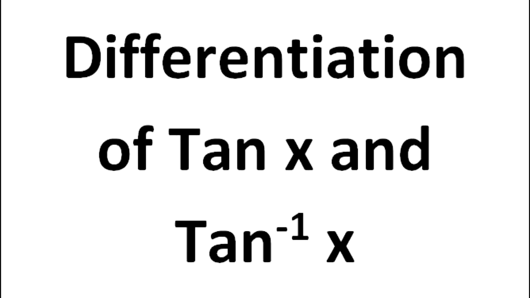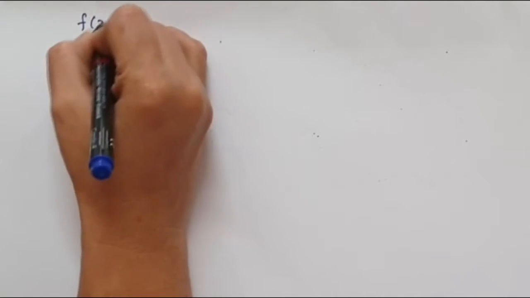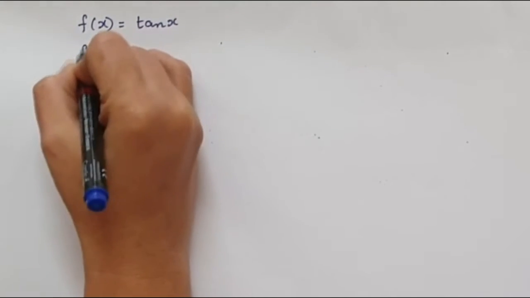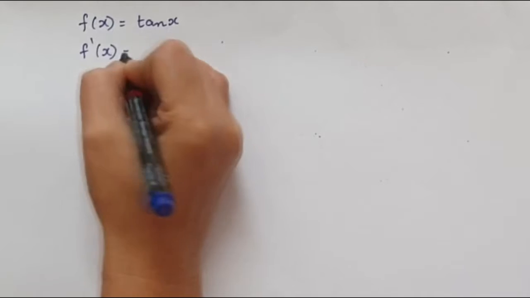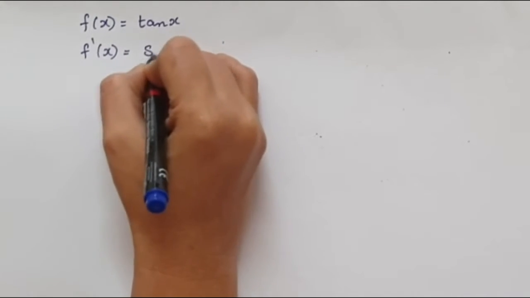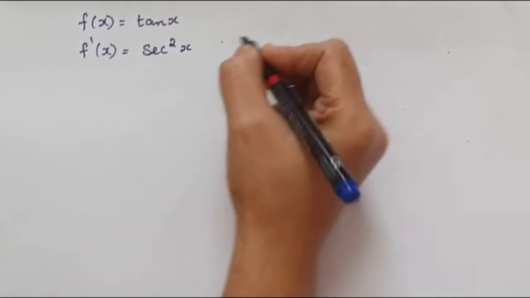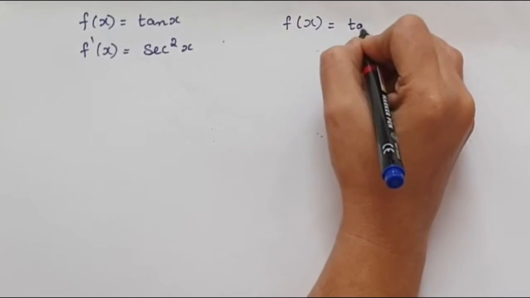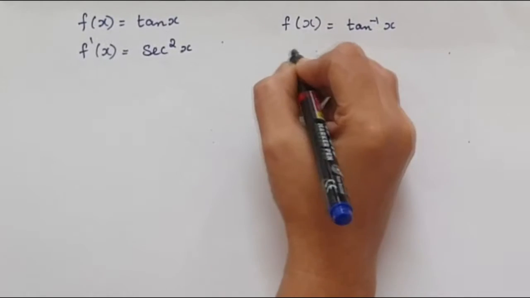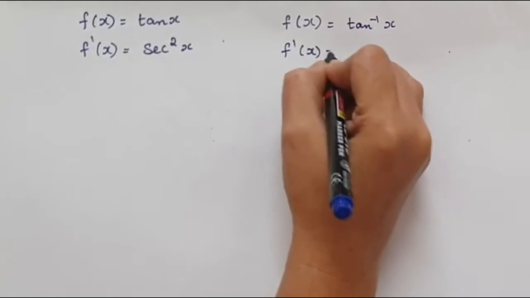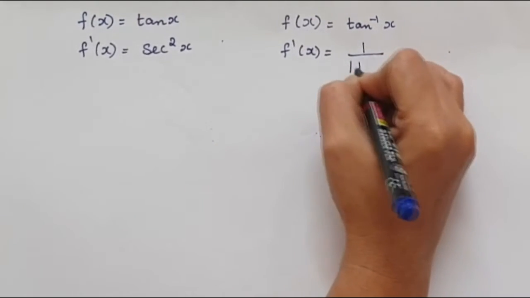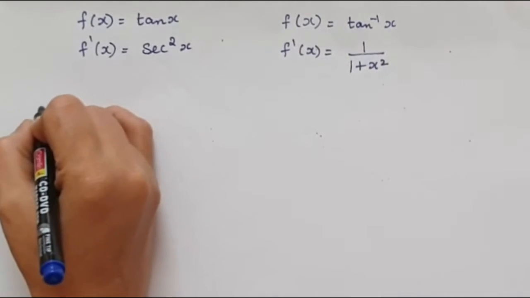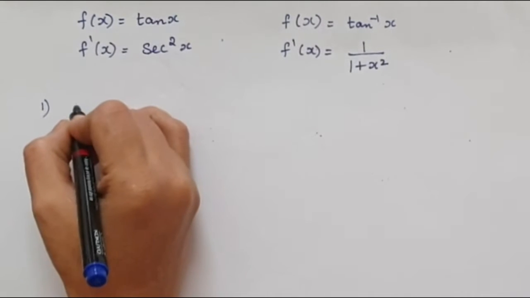Differentiation of tan x and tan inverse of x. If f of x equal to tan x, then f dash of x will be equal to secant squared x. The same way, if f of x equal to tan inverse of x, then f dash of x will be equal to 1 by 1 plus x squared. Now let us see how to apply this.